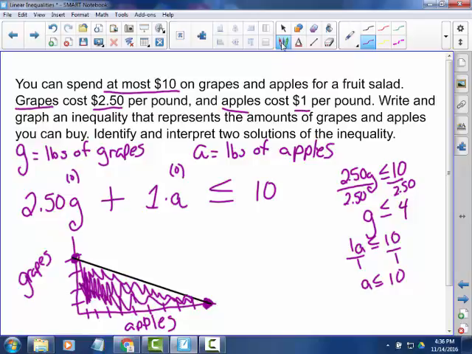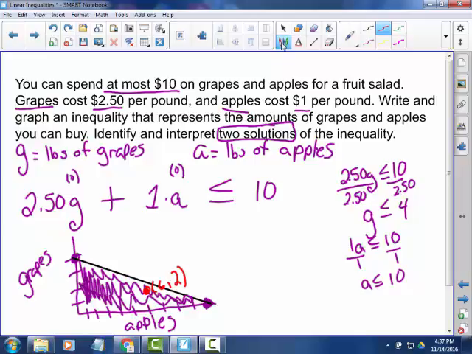Okay, so we've got it graphed, and now they want us to identify and interpret 2 solutions. Okay, 2 solutions would have to be in our shaded area. All right, what if I pick a point, say right here? That would be a solution because it's in the shaded area. And that is at 1, 2, 3, 4, 5, 6, up 2. So that would be 6, 2. That would be a solution to my inequality. And what would that mean, right? Because it says identify and interpret.